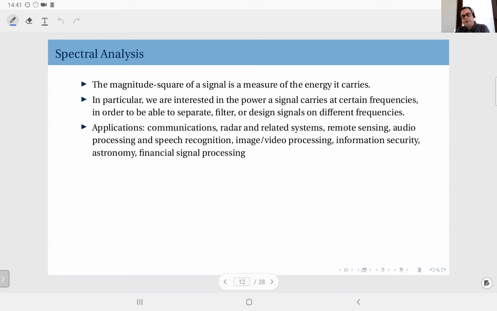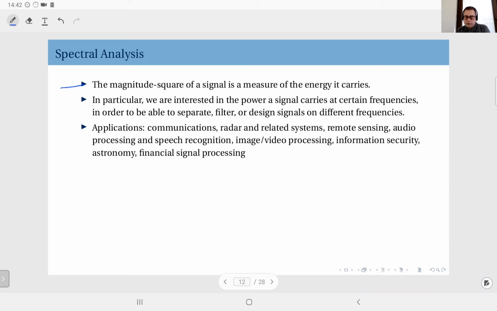Essentially, spectral analysis stems from this first observation. The magnitude square of a signal is a measure of the energy it carries, that is, at which frequencies the signal is stronger. By signal here, I'm referring to a random process in our context, but in general, spectral analysis is applied to phenomena we call signals. If you have taken a signals and systems course, you should be familiar with this. If not, no problem. Understand process when I say signal.